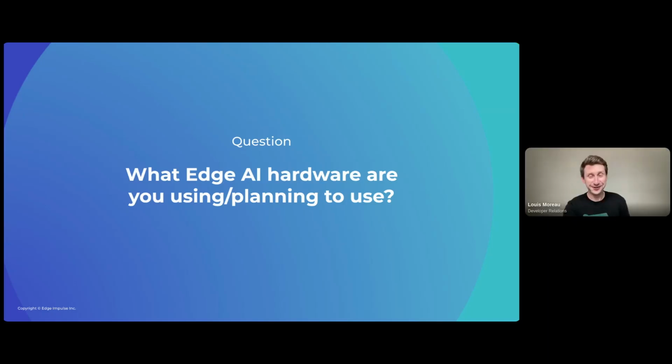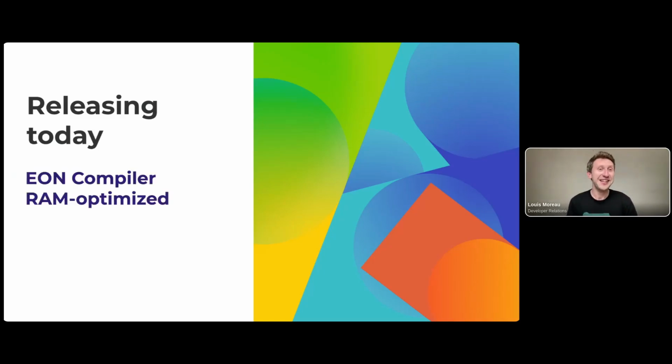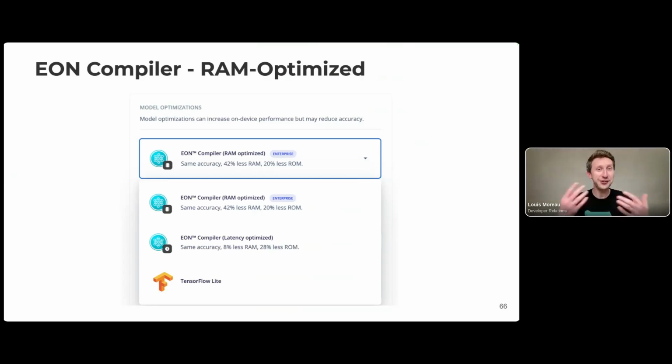Awesome. And then, so we're arriving to an exciting part. This is something we're releasing today. And I'm happy to announce that we're releasing the EON compiler RAM optimized. So you're probably familiar with our EON compiler, which helps you to save some RAM, latency, flash, etc. And now we are opening a new variant of it, which is the EON compiler RAM optimized. So it will help you to save even more RAM.